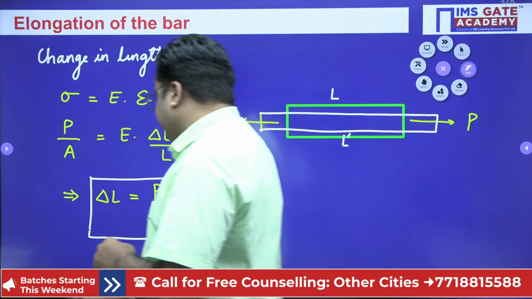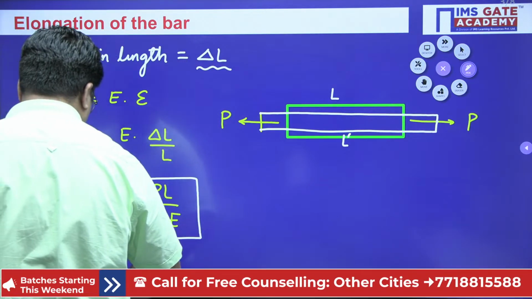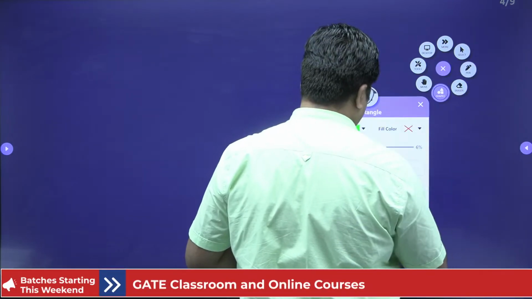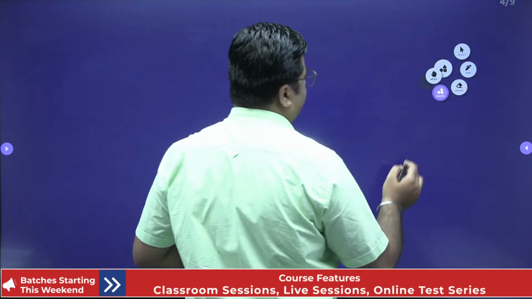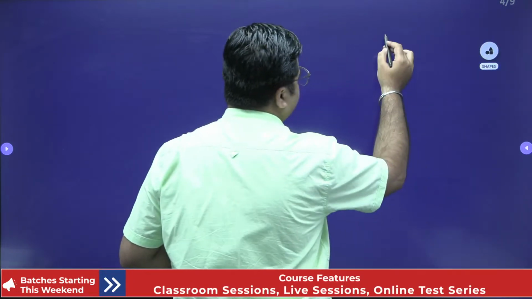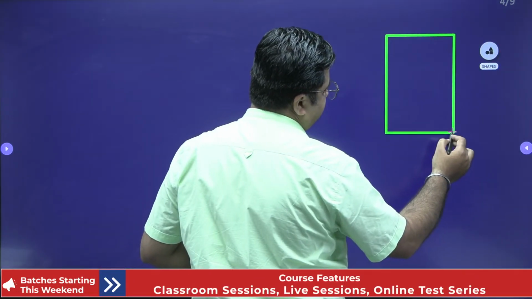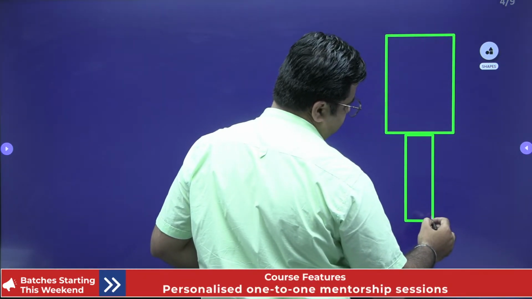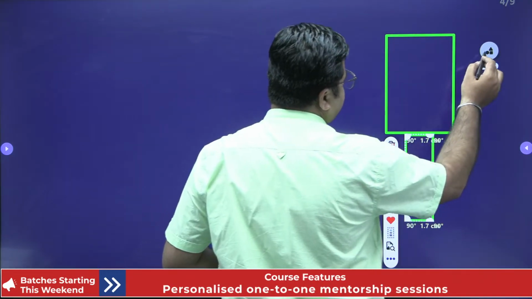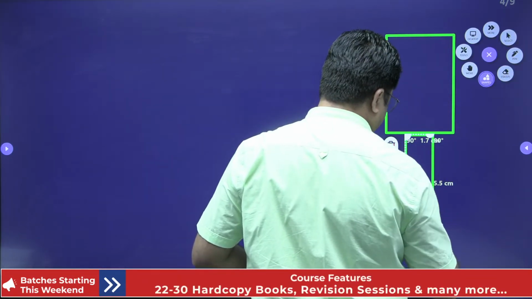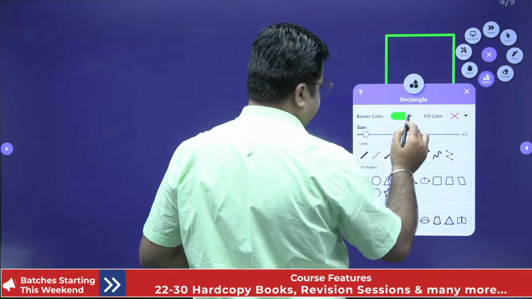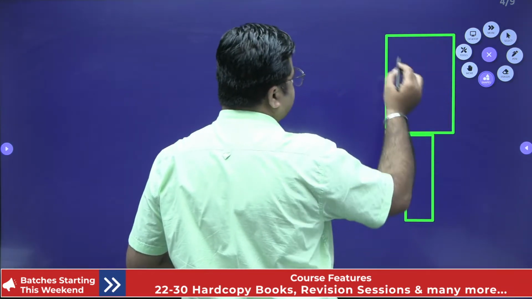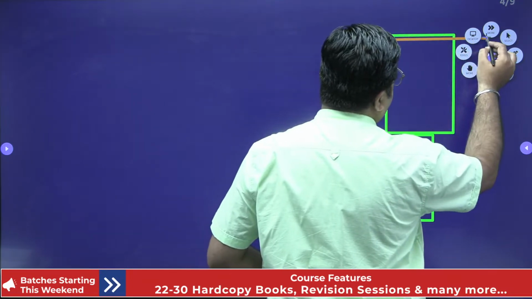Let's solve one GATE question which came this year. The question is something like this. So you have two members. First one is this member, second one is this member, right? And these members are hanging through a support. So this is my support through which these members are hanging.